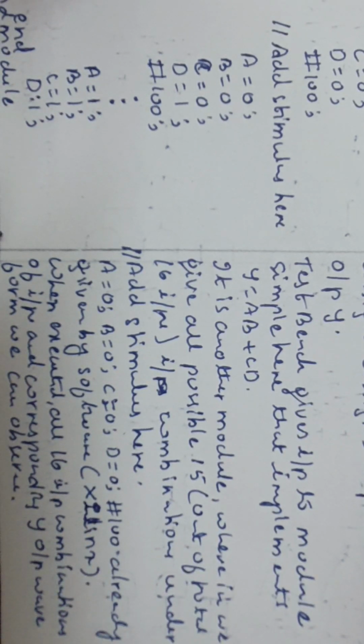So that is the answer for explain data flow modeling in Verilog with an example program. Here we have taken the example y equal to AB plus CD. Okay, so that completes the question number 3A solution.